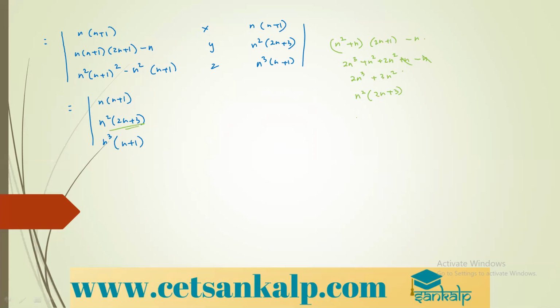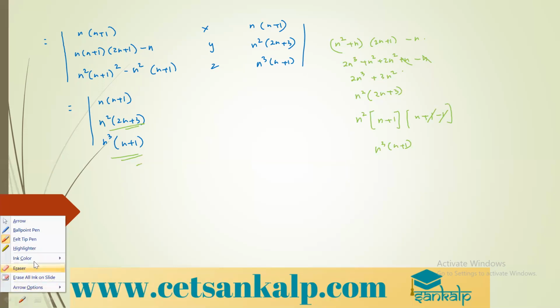Similarly, the third one. If I take out n square common, I'll have n plus 1 whole square. I can actually take n plus 1 also common. I'm taking n square common and n plus 1 common. So I will have n plus 1 minus 1. So 1 and minus 1 will cancel. N cube into n plus 1 is there. And that's what I have written here. So after simplifying, I wrote that.